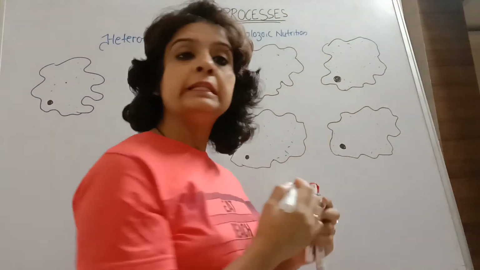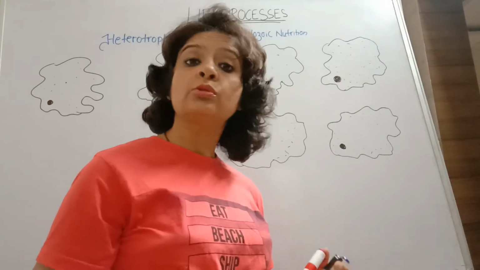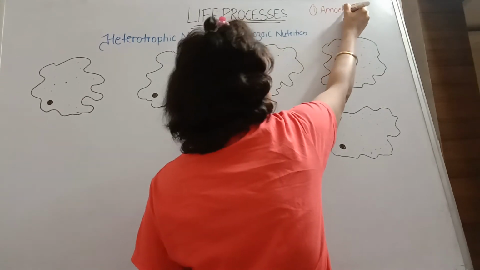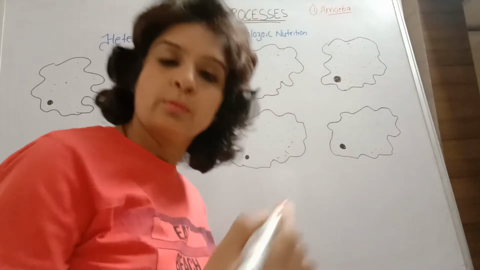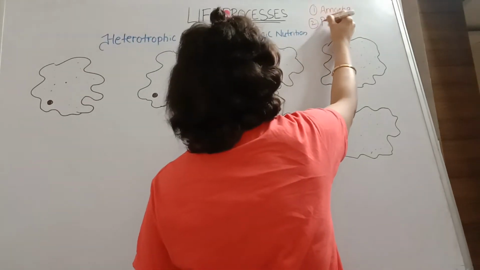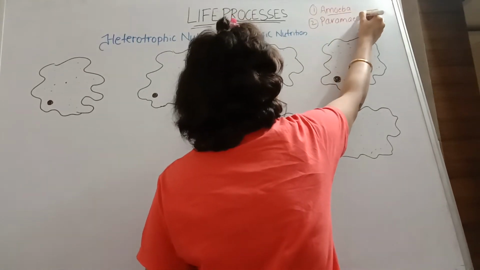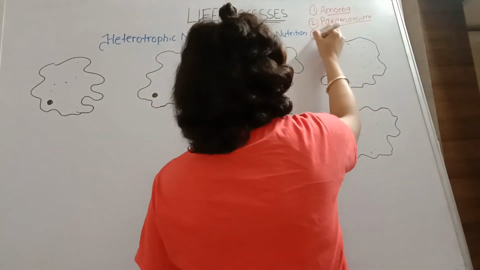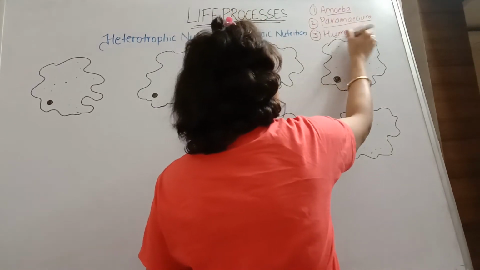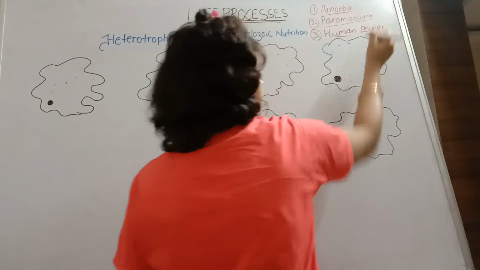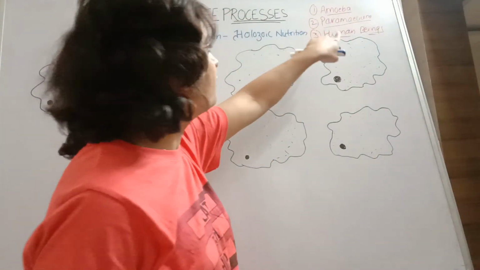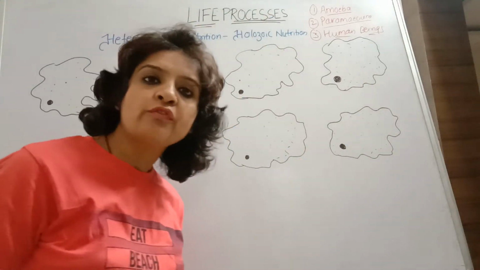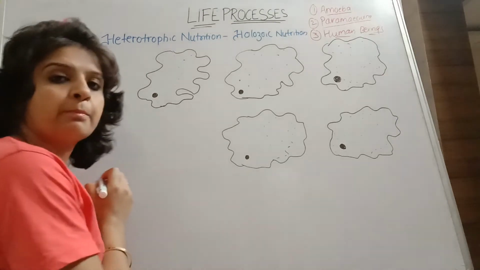So we have to deal with this holozoic nutrition in three organisms. The first one is amoeba, a unicellular protista. The second one is the paramecium, again a unicellular organism, and the third, the human beings. First we'll be dealing with the amoeba, then we'll move to paramecium, and finally to the human beings. As I said, heterotrophic nutrition involves the first step of ingestion.